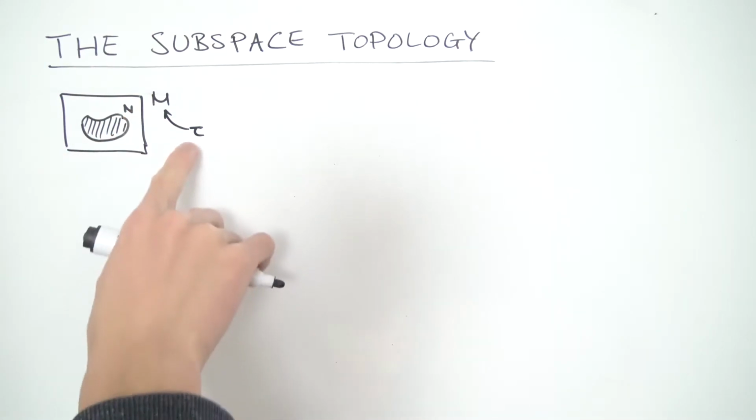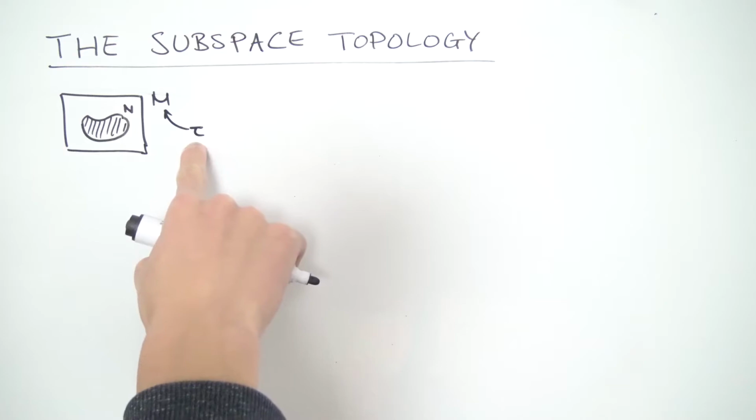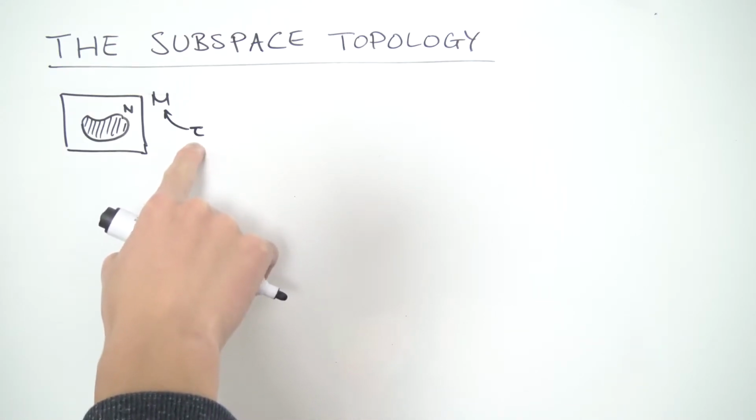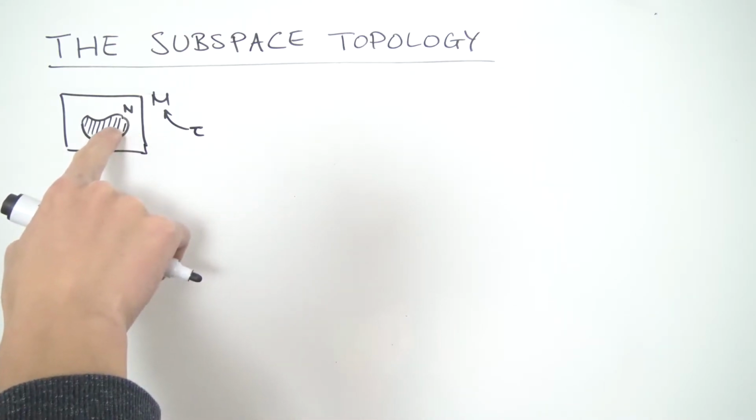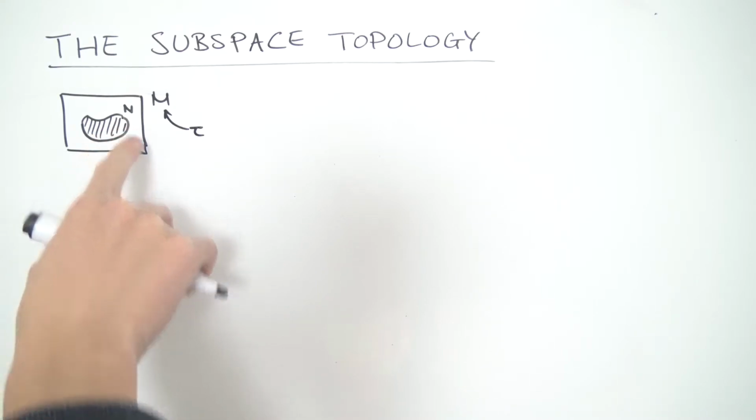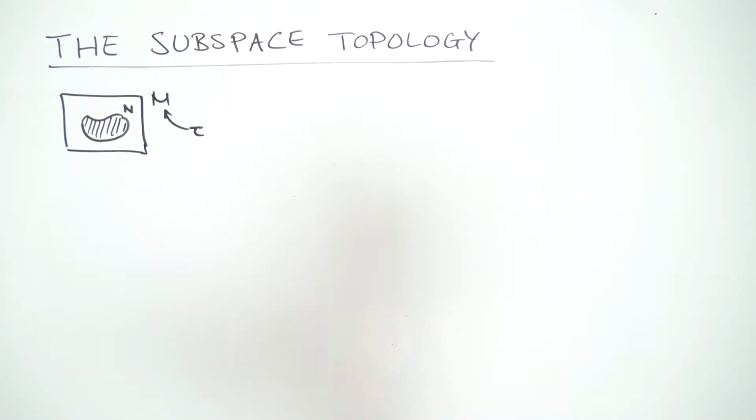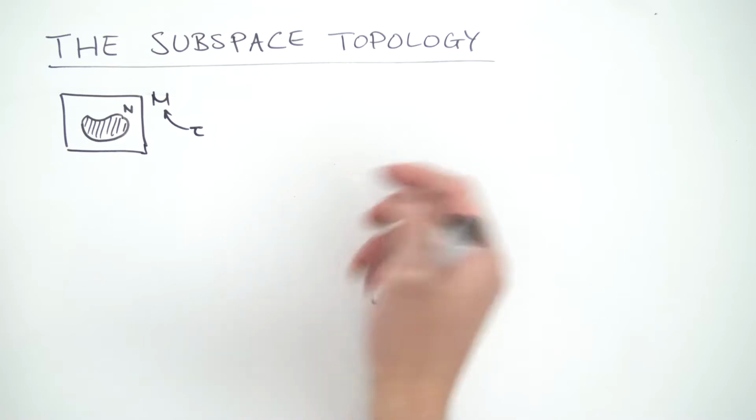And the question is, if we already worked hard enough to get a topology on M, can we borrow this topology somehow and put it on N without needing to construct some new topology from scratch again? And the answer is yes, and there's a very nice illustration of how to do that.